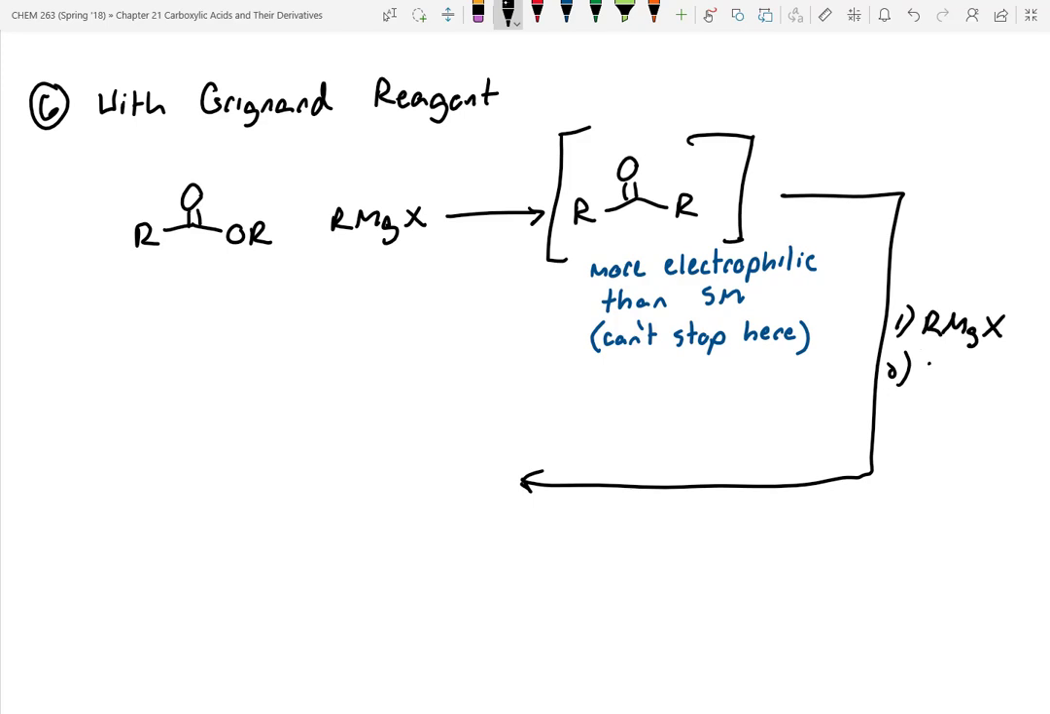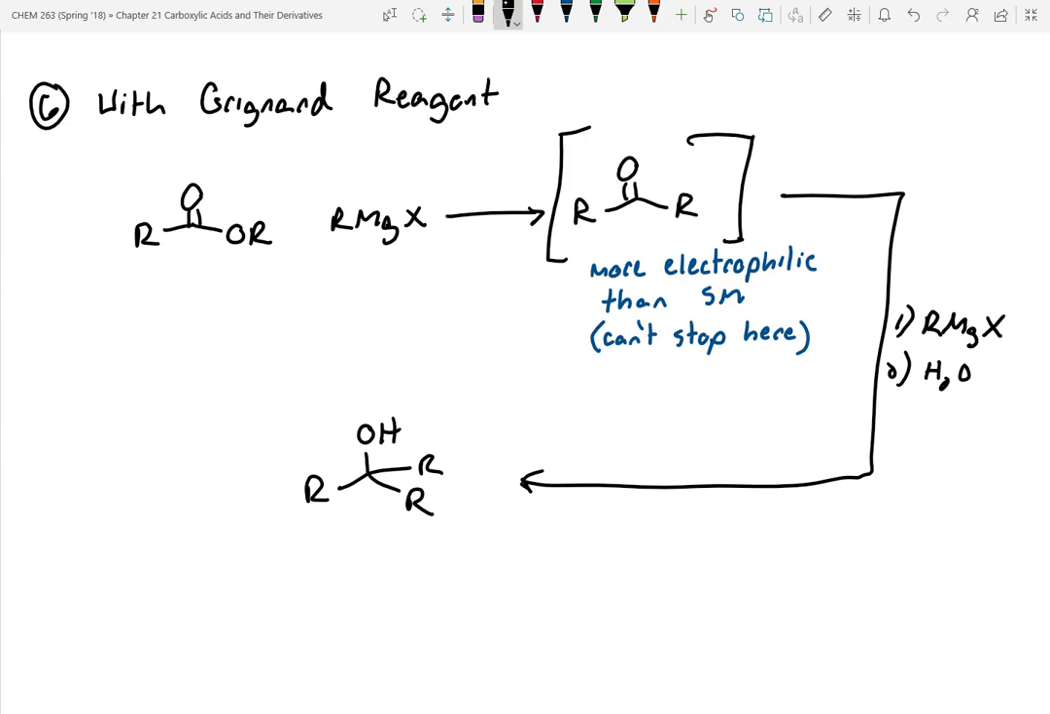And then step two, you need to protonate it. So when all is said and done, you're going to end up making a tertiary alcohol, not a ketone. There are workarounds to getting to the ketone. So for example, maybe you do absolutely need to get to the ketone.